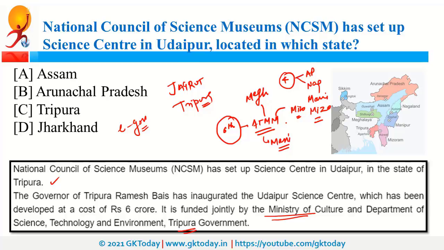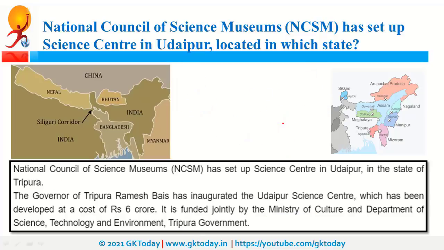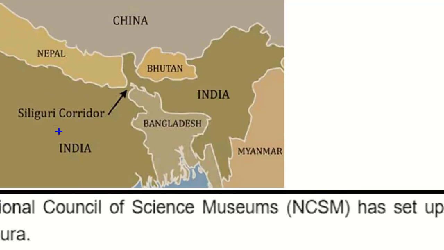Now, apart from this, there is one more term. It is the Siliguri Corridor. So, this area is the Siliguri Corridor. It is also known as the Chicken's Neck. Why? Because it is a narrow stretch of land, approximately 22 kilometers in width. This narrow stretch of land connects the rest of India with the northeast states of India, and it is situated in the state of West Bengal. It is very strategic because any attack on this specific zone will create problems for us.